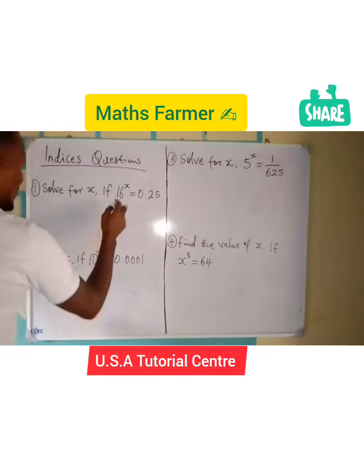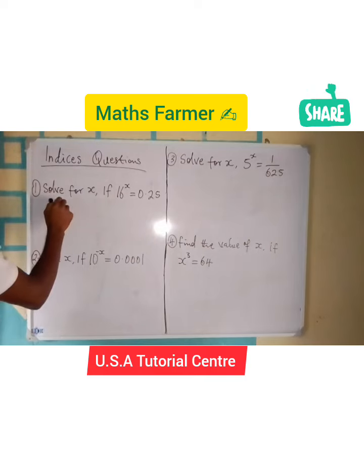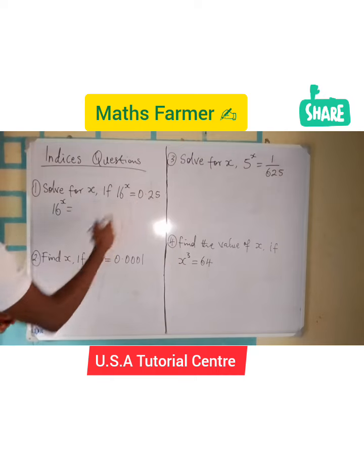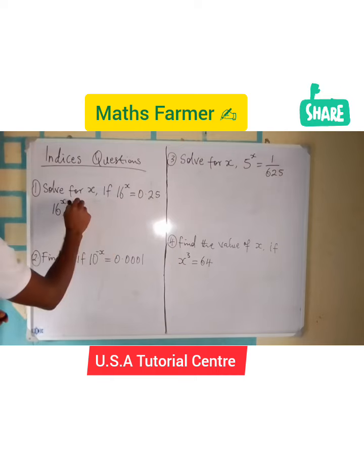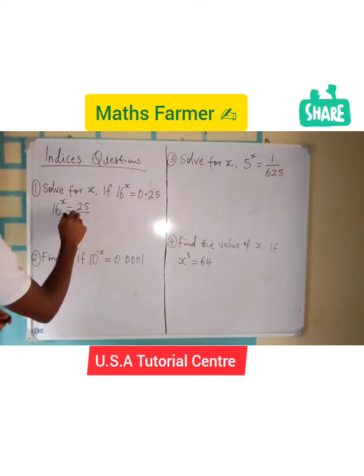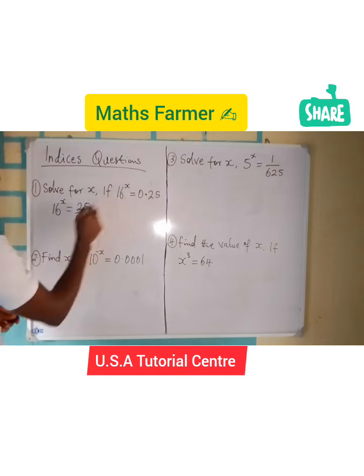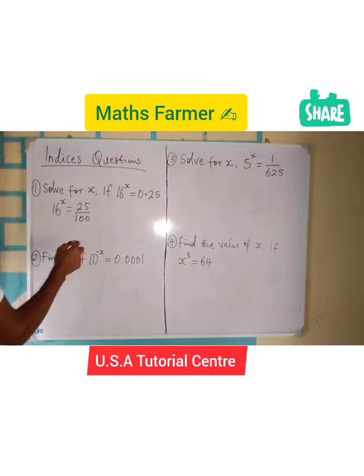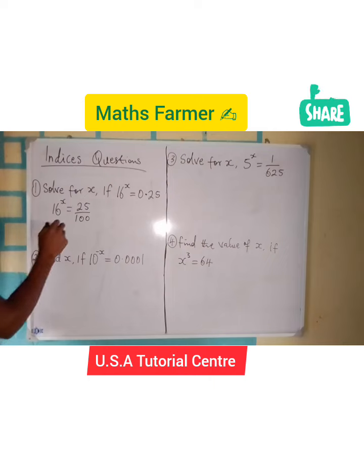Now, what we have here is 16 raised to the power of x equals 0.25. This is a decimal. We have to convert it to a fraction. We want to know the fractional equivalent of it. The number there is 25 divided by 1 followed by zeros. How many numbers are after the point? 2 numbers. So we use 2 zeros.